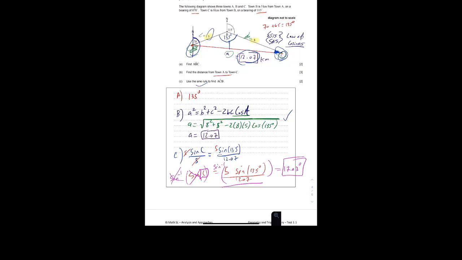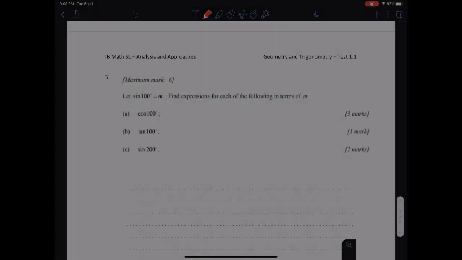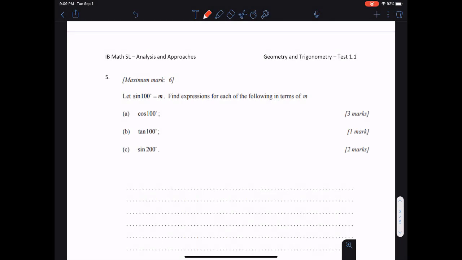Okay, so that is the angle right there, is what I'm telling you. So that's your solution for all three of them. This is A, this is B, and this is C. So that's number 4, okay? Now we're on to number 5. Okay, this is number 5. This is the final question of your test review.